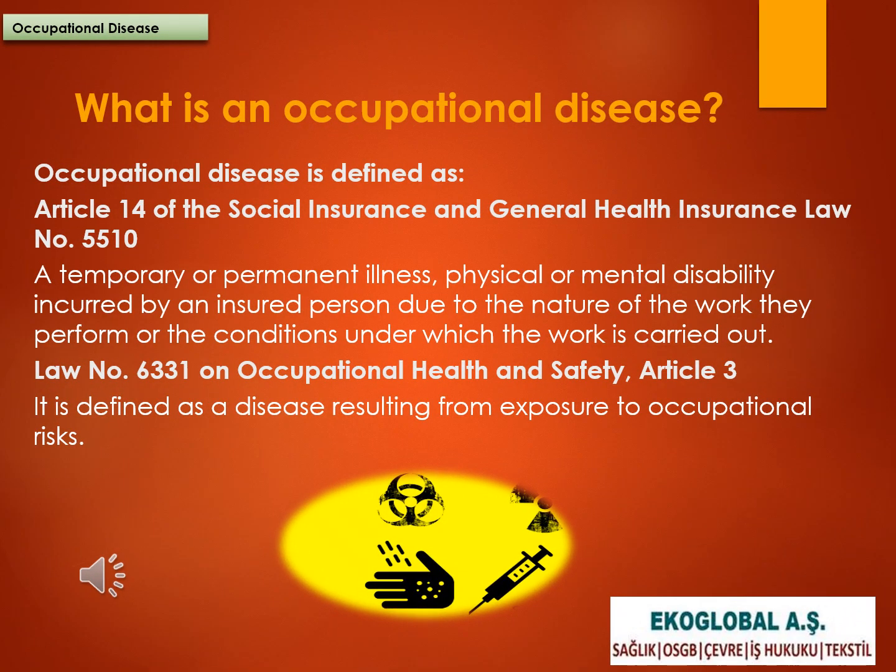Occupational disease is defined in Article 14 of the Social Insurance and General Health Insurance Law No. 5510 as a temporary or permanent illness, physical or mental disability incurred by an insured person due to the nature of the work performed or the conditions under which the work is carried out. In Law No. 6331, Article 3, it is defined as a disease resulting from exposure.